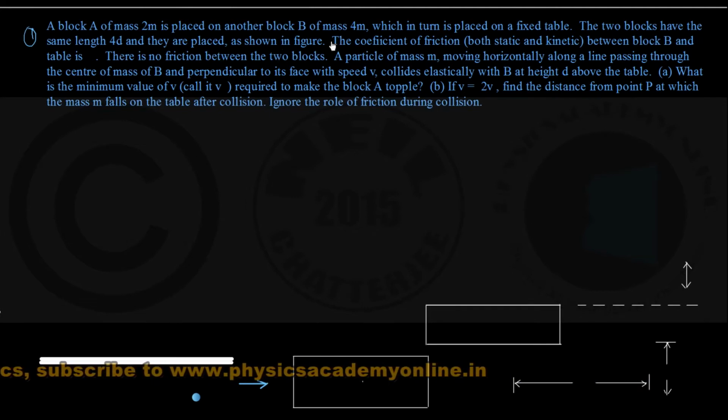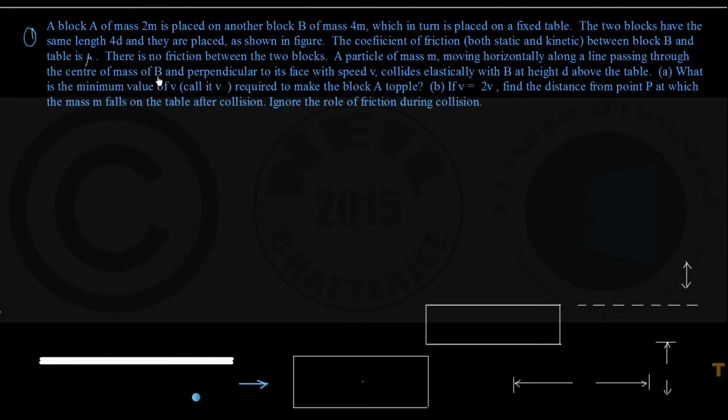I shall just introduce the figure shortly. The coefficient of friction, both static and kinetic, between block B and the table is given to be mu. There is no friction between the two blocks. A particle of mass m moving horizontally along a line passing through the center of mass of block B and perpendicular to its face with speed v collides elastically with B at height d above the table.